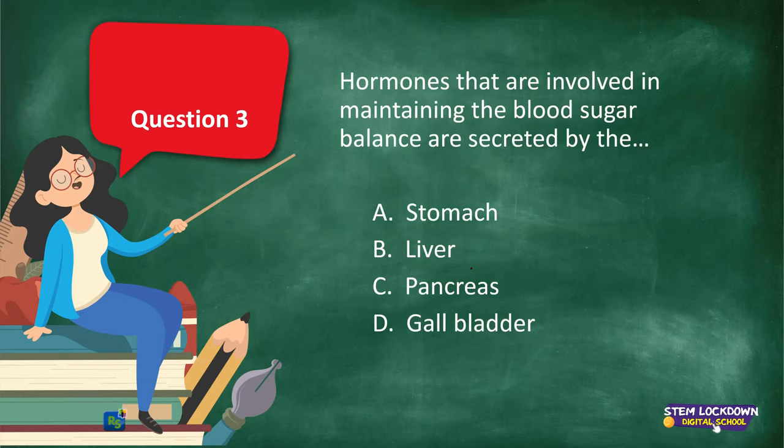Question three: hormones that are involved in maintaining the blood sugar balance are secreted by A, the stomach, B, the liver, C, the pancreas, or D, the gallbladder. Can I get the answer, guys? Answer to question three.